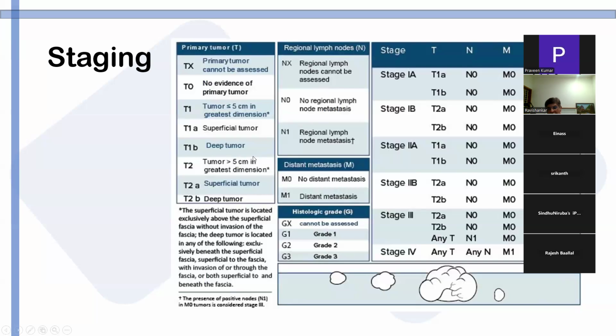This is the TNM staging, and the cutoff, as Praveen said earlier, is 5 centimeters. T1 is less than 5 centimeters. T2 is more than 5 centimeters. N is not very important. And so because of this, as I said, this is not very commonly used.